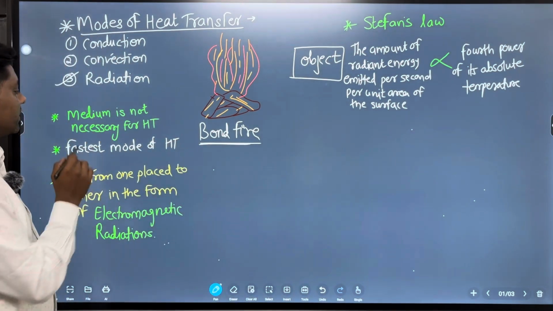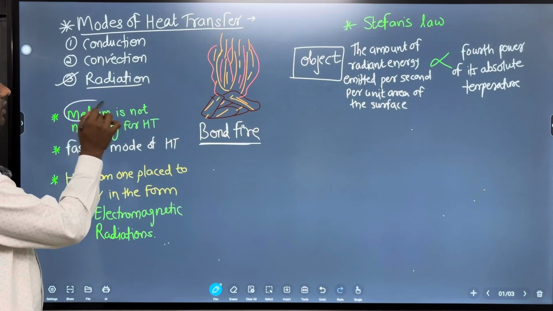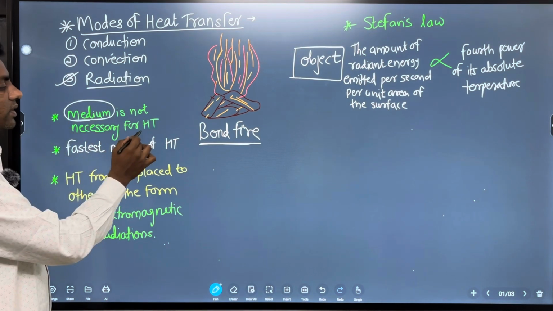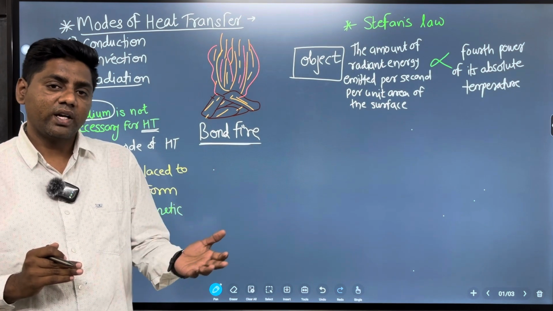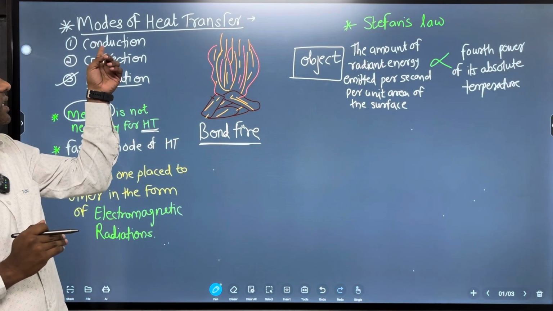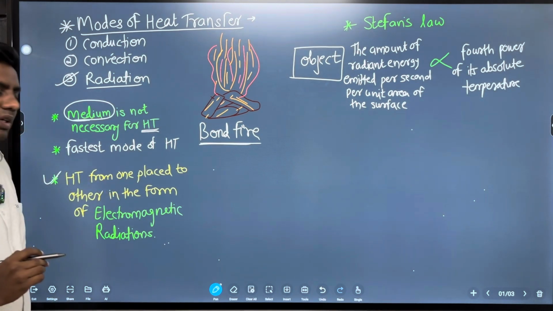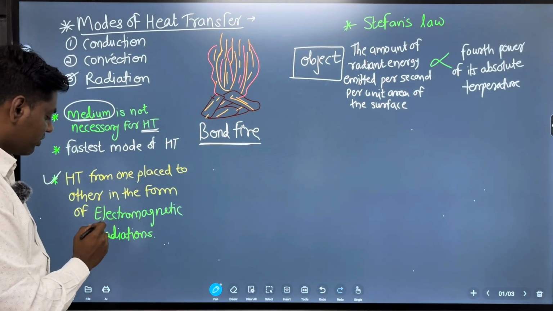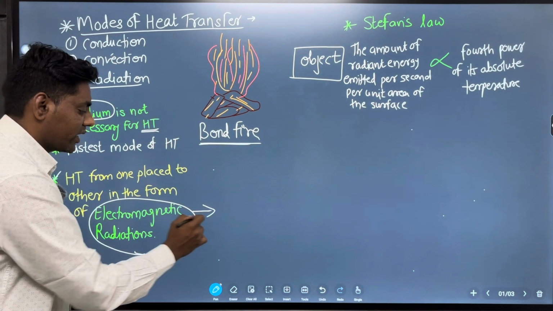So let's start. For radiation, a medium is not required to transfer the heat. Second, it is the fastest mode of heat transfer as compared to conduction and convection. And last, heat transfers from one place to another in the form of electromagnetic radiation. What is meant by electromagnetic radiation?